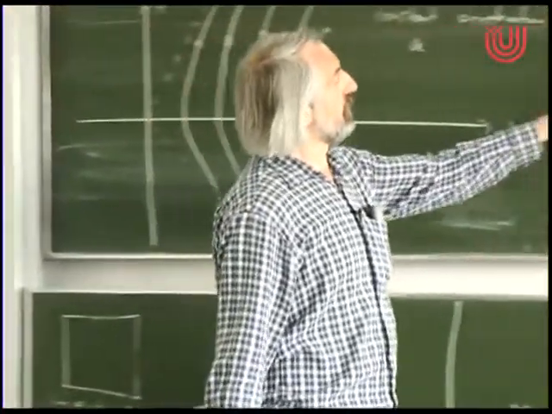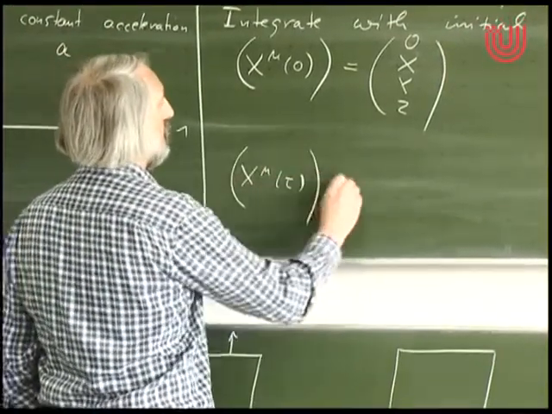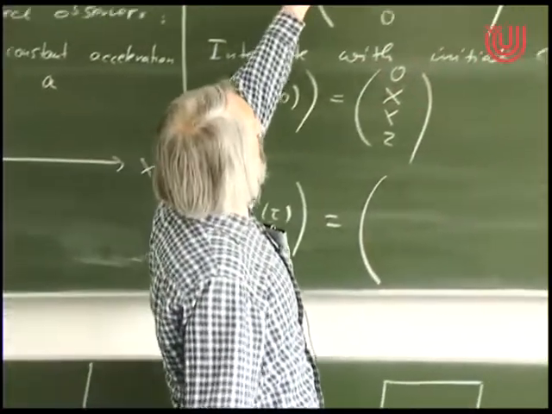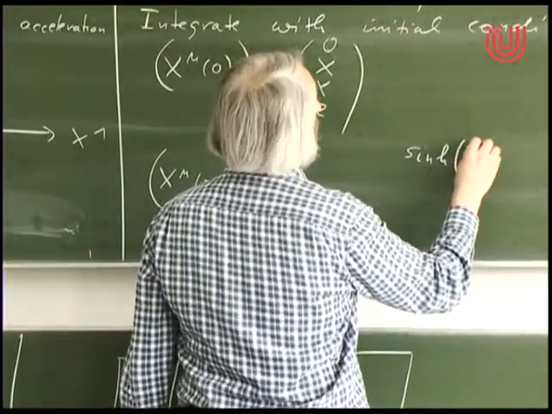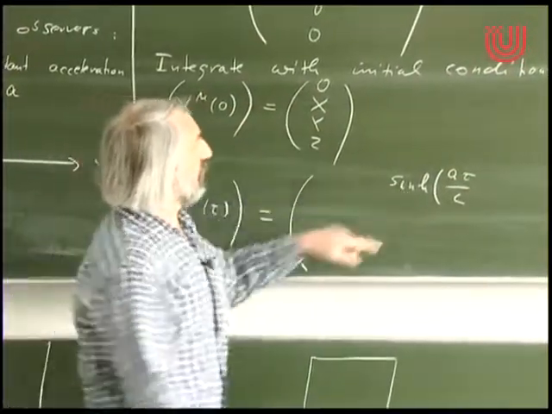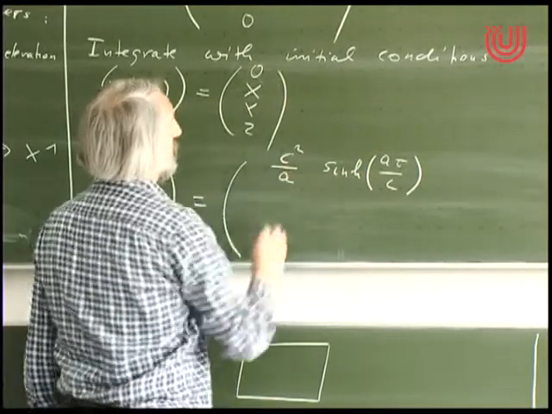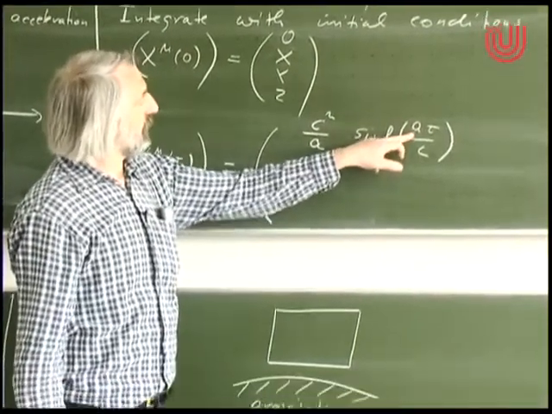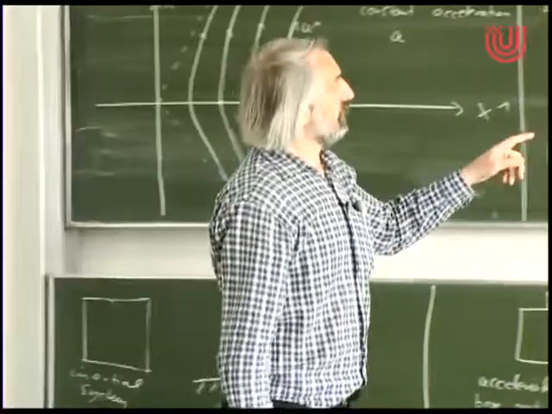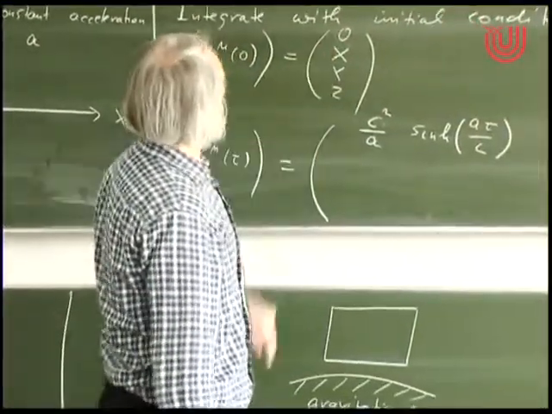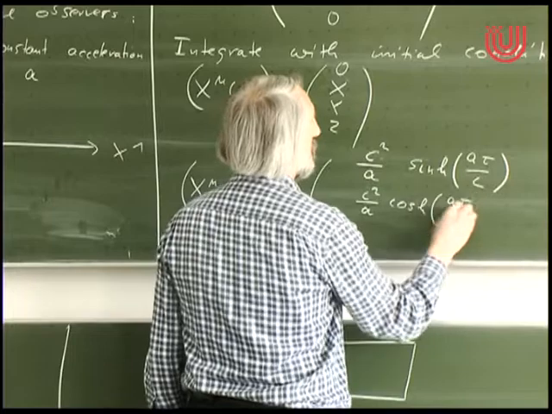So I integrate this with this initial condition. What do I get? I think I can do this in my head. What gives this expression if I differentiate it with respect to tau? This must be something with sinh of a tau over c. If I differentiate this, I get a factor a over c, so I must have c squared over a here. Then the a cancels and I'm left with a c. That's correct, and the initial condition is correct, since for tau equals 0 this gives 0. For the second term, I get the same with a cosh instead of the sinh of tau over c.